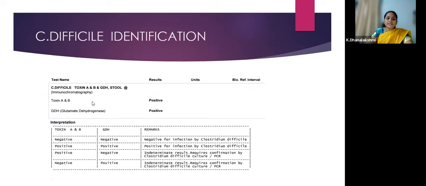So Clostridium difficile toxin assay A and B is positive, and GDH is also positive, which confirms the diagnosis of Clostridium difficile infection. And this child responded very well to metronidazole, edema subsided, loose stools decreased.